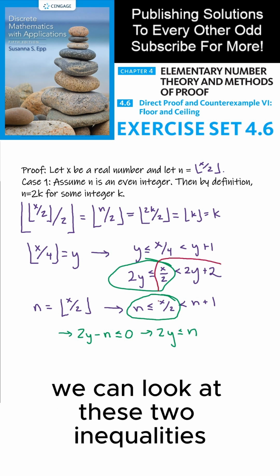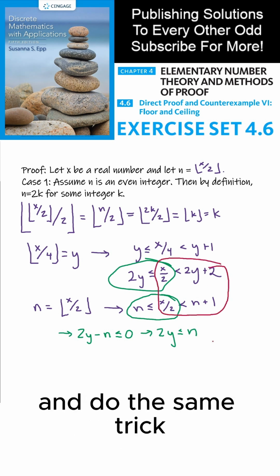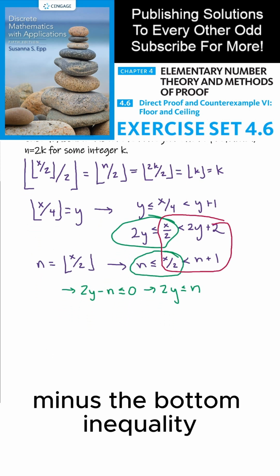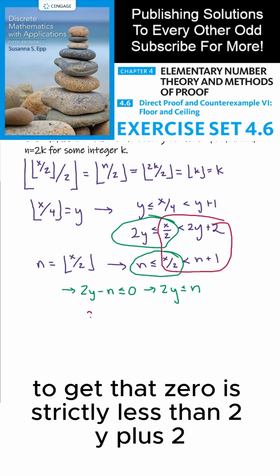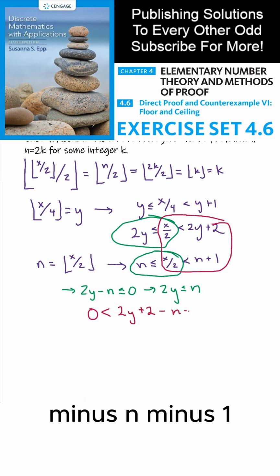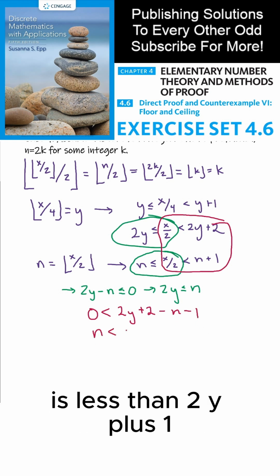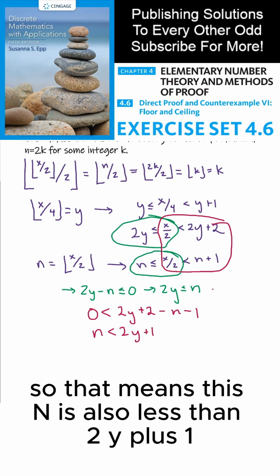On the other hand, we can look at these two inequalities and do the same trick where we take the top inequality minus the bottom inequality to get that 0 is strictly less than 2y plus 2 minus n minus 1. We can bring the n over to get that n is less than 2y plus 1. So that means this n is also less than 2y plus 1.